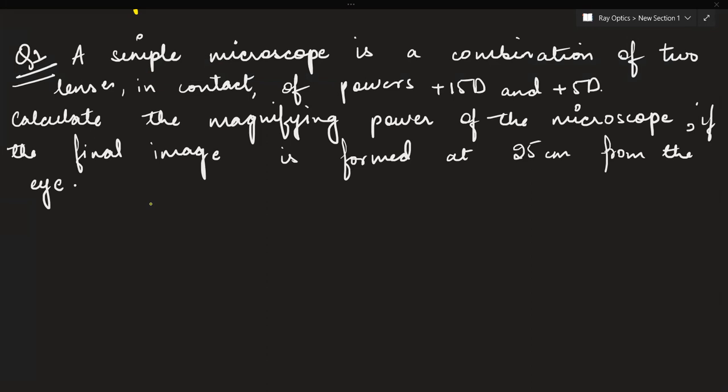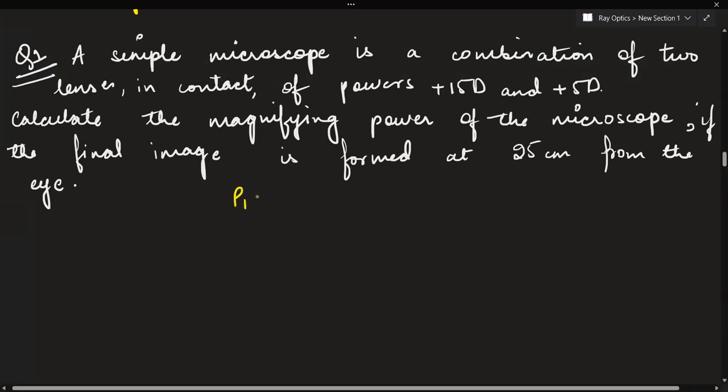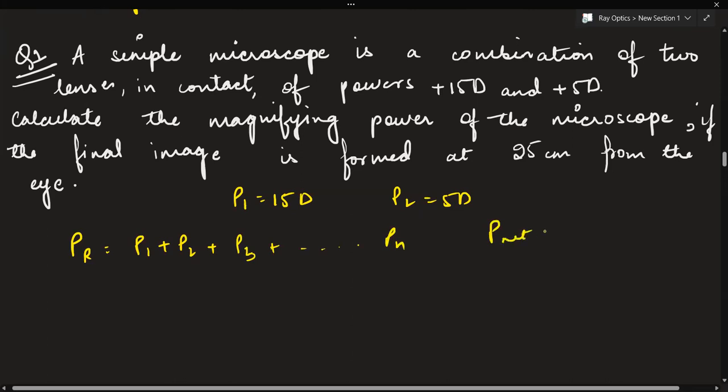See, there are two powers given to you. First power, P1, is 15 diopter. P2 is 5 diopter. So if you take the combination of powers, when you have a number of powers, then the resultant power is given through the sum of individual powers, P1, P2, P3 up to whatever Pn is given. Since we have only two powers, net power will be equal to 15 plus 5, that is plus 20 diopters.